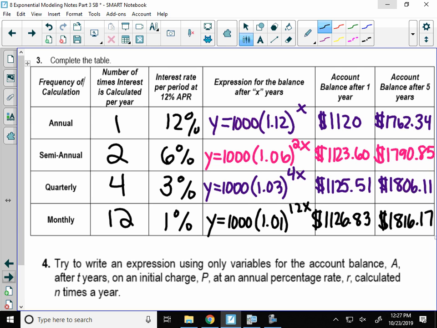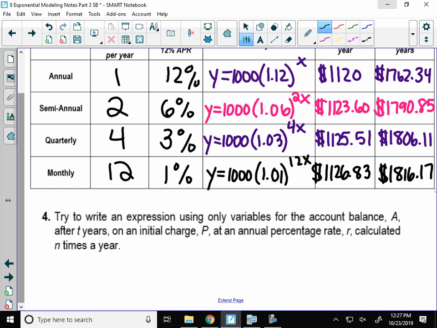Now from this, we can actually discover a new exponential formula for this specific thing called compound interest. Now, compound interest, what it is, it's taking interest on interest on interest. So your balance doesn't always stay $1,000. They charge you interest on the previous year's new balance. Does that make sense? So it always goes up. So let's see what we come up with.